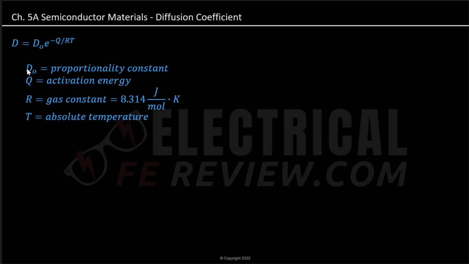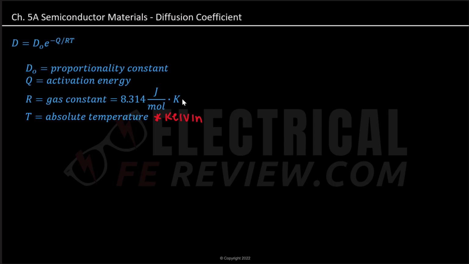We can note that diffusion coefficient is denoted as D, and it is equal to D naught times e to the power of negative Q divided by R times T. Where D naught is the proportionality constant, Q is our activation energy, R is our gas constant, which is 8.314, and T is absolute temperature. For our last variable T, it is important to note that we should deal with temperature in Kelvin. This is to simplify our equation since our gas constant is also given in Kelvin.